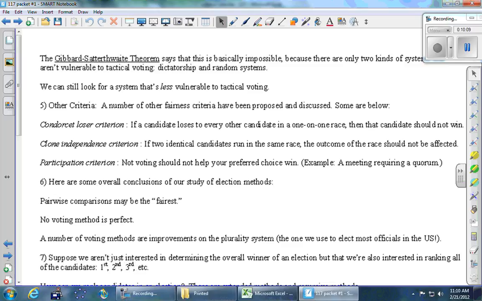We can make a preference schedule with 3 people in it and use the plurality method and find a winner, even though that person lost to everybody head to head. So that's a violation. The plurality method violates this Condorcet loser criterion. Let's go to Hillary for the clone one.